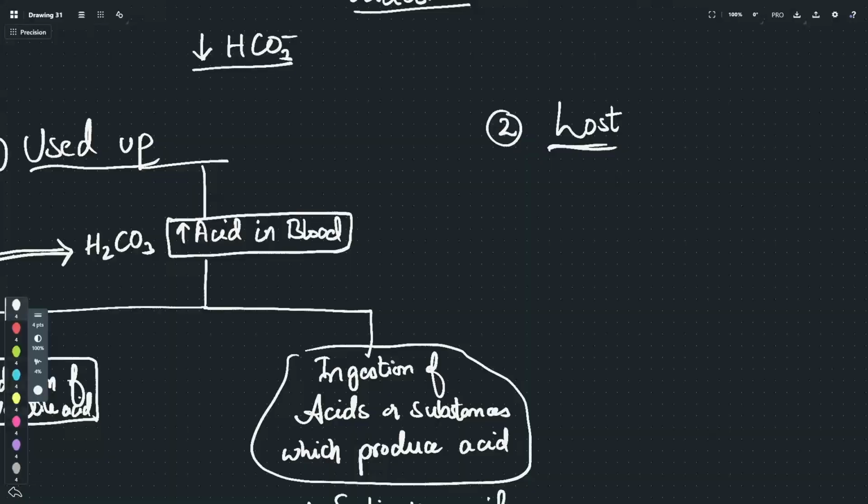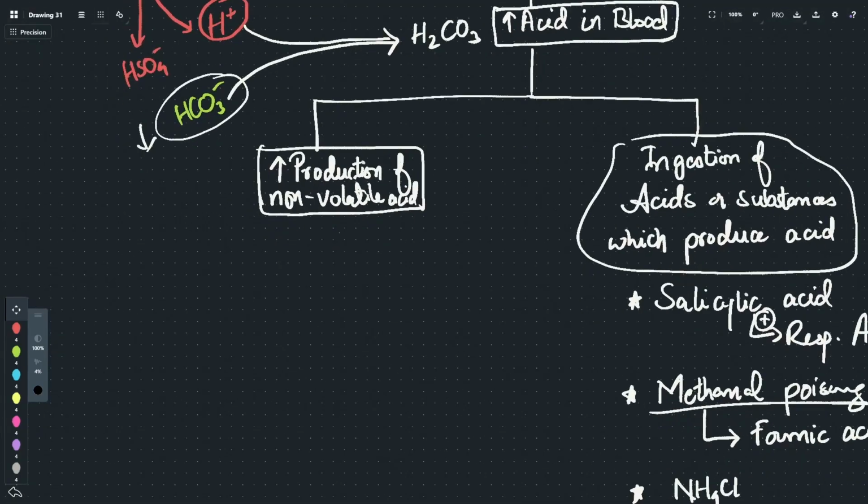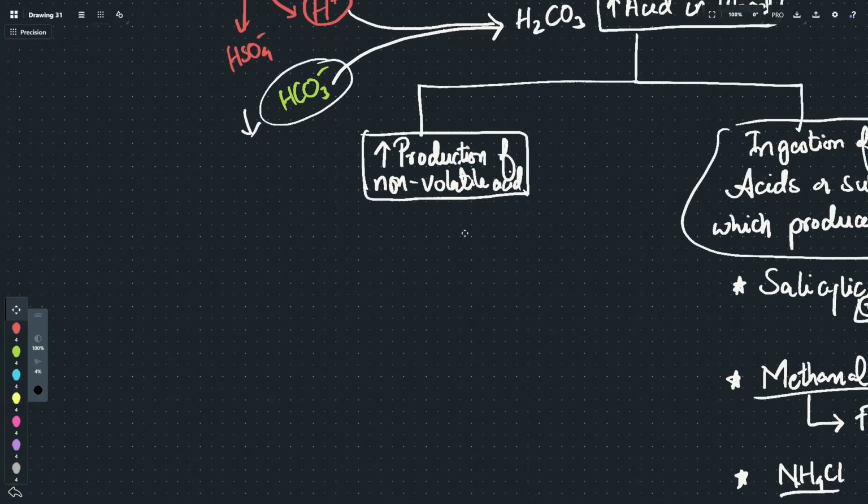So then we will also discuss how bicarbonate can be lost. But before that, let's focus here. How can there be increased production of built-in non-volatile acids? Built-in, non-volatile acids.